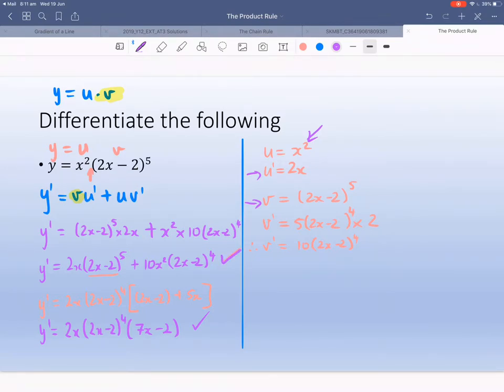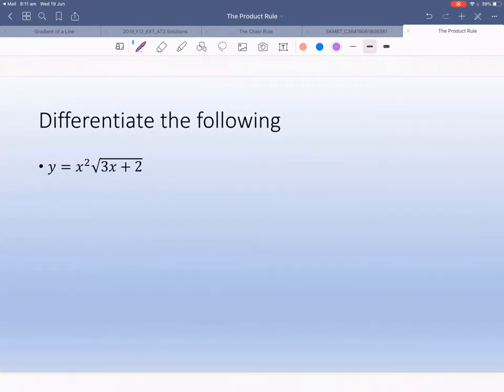Okay. All right, I'm going to do one more example. I've gone too long, so I'm just going to do it quickly. I'm going to put my line through the middle, and let's get started. So u will be x squared. See if you're with me. V will be square root of 3x plus 2. Now I'm also going to write that as 3x plus 2 to the power of a half, because I need to.